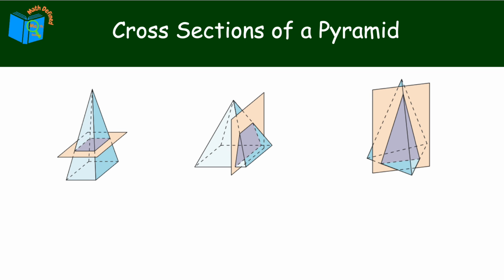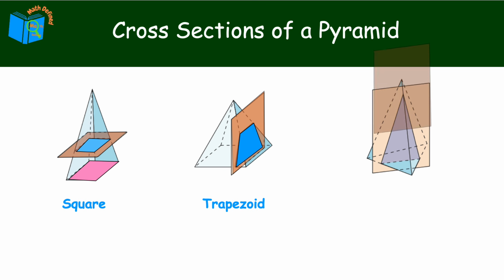Now let's slice a pyramid. If I cut a square pyramid straight across parallel to its base, I get a square. If I make a slanted cut like this, I get a trapezoid. And here's an important rule. If a vertical cut goes through the vertex and the center of the base, the cross-section will always be a triangle.